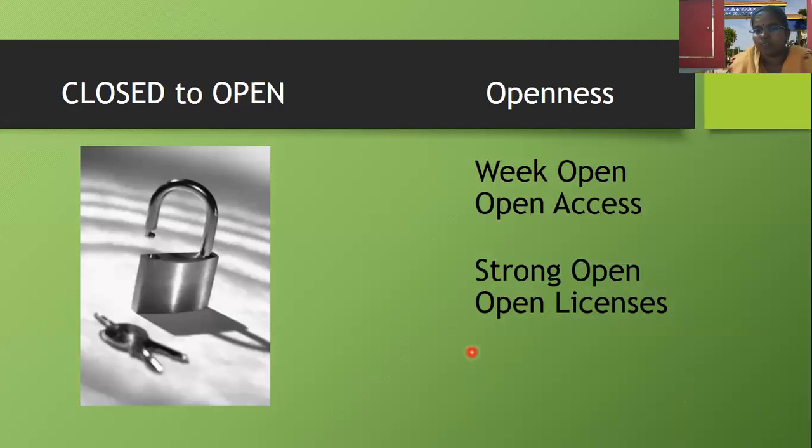Openness is weak open and strong open. Weak open is open access. Strong open is where we need open licenses. Please, participants, don't share the slides.